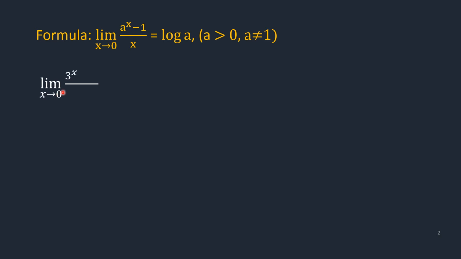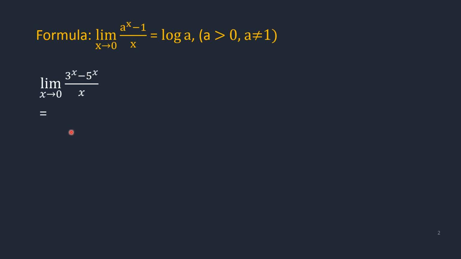Let's get acquainted with a formula. Limit a to the power x minus 1 over x as x approaches 0 is log a, where a should be positive and a should not be 1. Let's use this formula to solve limit 3 to the power x minus 5 to the power x over x as x approaches 0. Now we have to rearrange these terms in this form.